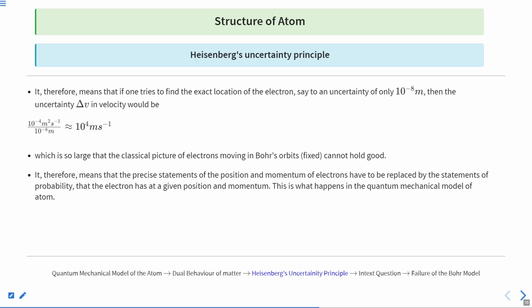So it therefore means that the precise statement of the position and momentum has to be replaced by a statement of probability that the electron is at a given position and momentum. This is what happened in the quantum mechanical model of the atom.